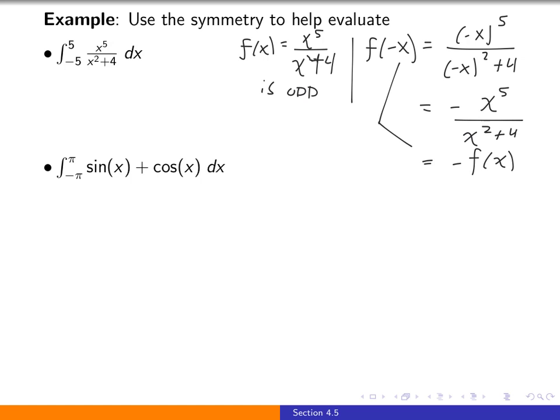So from our previous slide, because it's an odd function, and it's an interval symmetric about the origin, the value of that integral is simply 0.